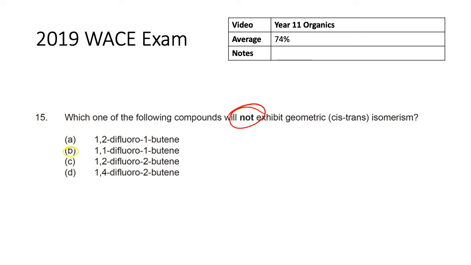Okay, this one's a bit interesting. This one here, right? 1,2-difluoro-2-butene. So here's your double bond. It's a 2-butene. So you have this one here, and you have this one here. 1,2-difluoro. So oops. Okay, so that means one of the fluoros is going to be here, and the other fluoro is going to be here, and then this is going to be a hydrogen, right? Does this exhibit geometric isomerism? Yes, it does, kind of.